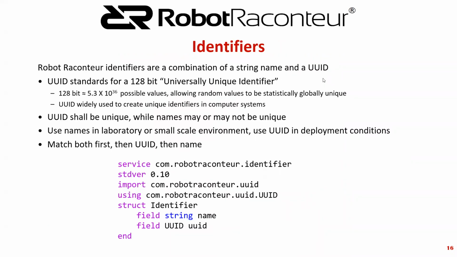So let's talk about identifiers, which is one of the service types. This is a very short file. This is actually the entire service definition file for the identifier. So you can see that you start with the command service, which gives the name of the service, the version of the standard type you're using. So this is for the file standard, not the version of the file. And you can import another service definition and then have a using statement for a type, and then define the actual structure here.